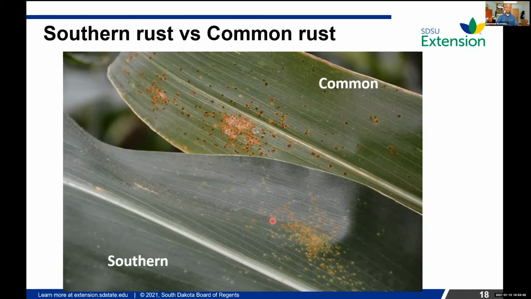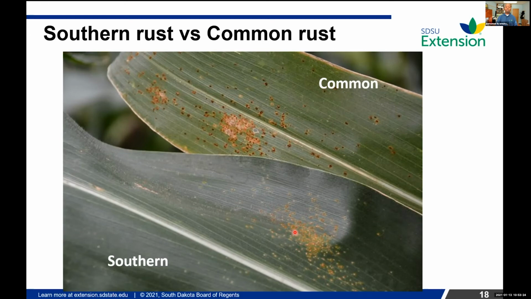Southern rust is almost the opposite. First of all, the spores, or pustules, tend to develop in a clustered pattern, and then the color is also different. So the southern rust tends to be a bit on the orange yellowish side, and the common rust is towards being dark red. So that's how you tell the difference between the two rusts.